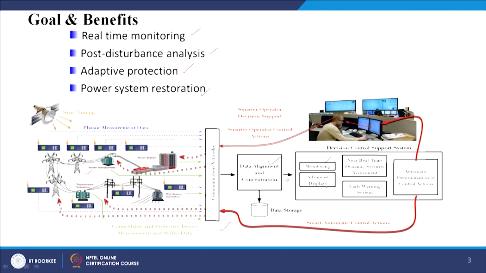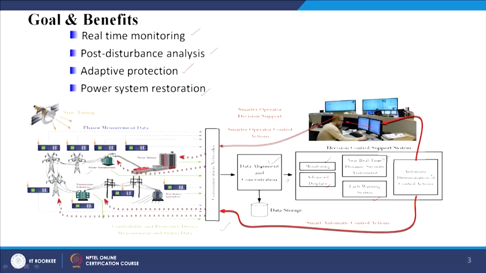The second part is advanced displays, where predictive measures can also be displayed. Next we have near real time dynamic security assessment, an early warning system, and automatic determination of control actions. These are the different components of the WAMS. After getting the voltage, current, or frequency information, we can further take control actions through our operators.